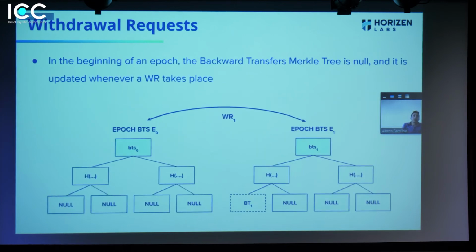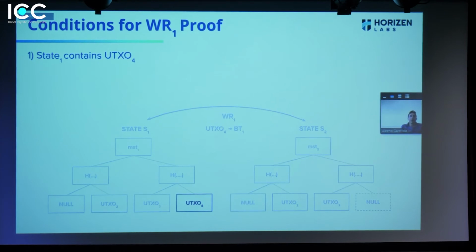And as you're going to see here, it's a very similar approach that we're using. Okay, but let's say for what regards the backward transfer Merkle tree, at the beginning of the epoch it is empty, so it's not containing any leaf, or better, all the leaves are pre-initialized with a null leaf, let's call it this way. And every time we process a withdrawal request, we add a corresponding entry in the tree for the backward transfer that we create.